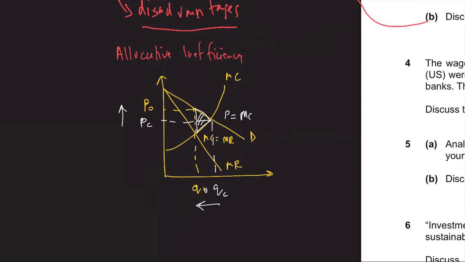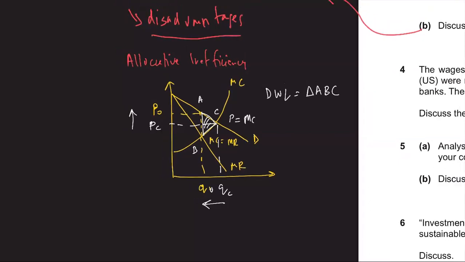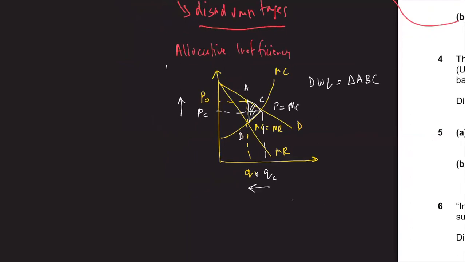And that's why there is a deadweight loss equal to area ABC, or triangle ABC. So monopoly is not allocatively efficient as a result of this. So first you talk about the idea that monopoly is allocatively inefficient. Then you talk about how it's even productively inefficient.